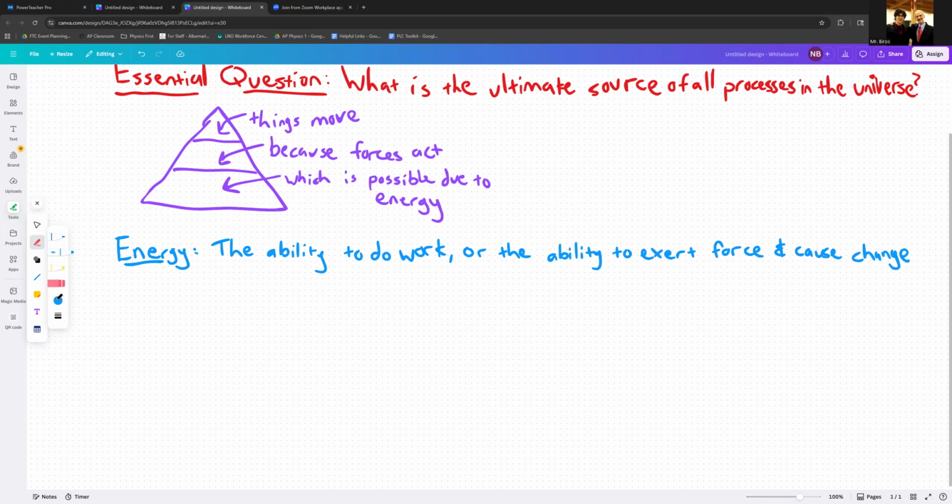The reason forces are able to be exerted is because of energy. Energy is this ability to then exert force and cause changes. This is not the same thing as force, right? Force and energy are not the same. Energy allows for force to be exerted, but is not the same thing as force. So we'll add that clarification here.